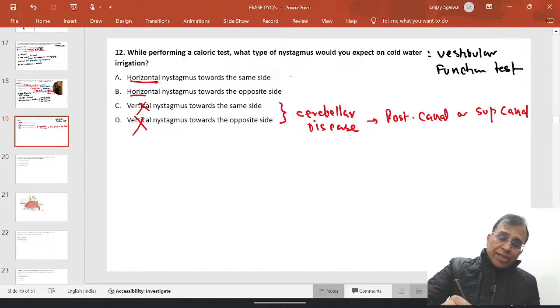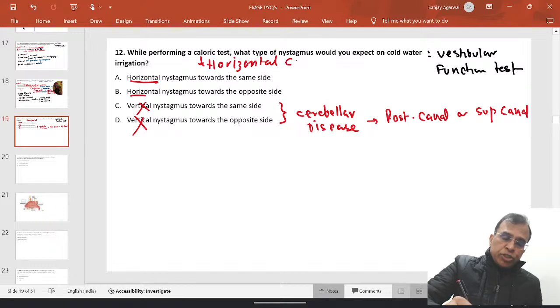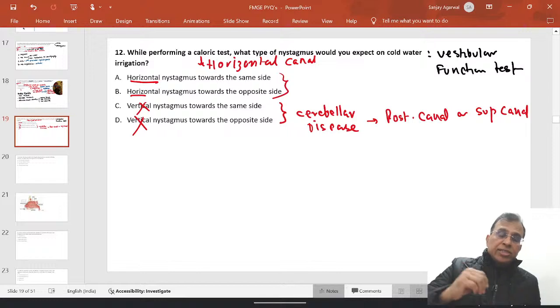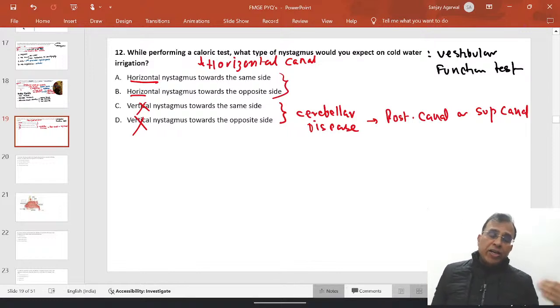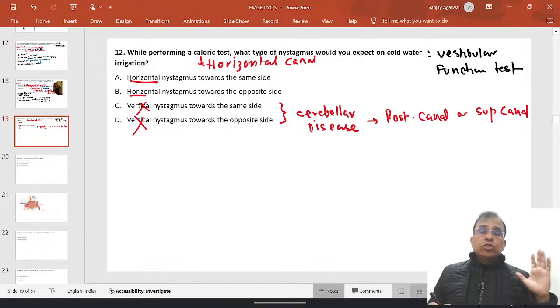The caloric test stimulates the horizontal canal. It cannot stimulate the vertical canal. It cannot stimulate the posterior canal. And the horizontal canal can only cause horizontal nystagmus. Horizontal canal, horizontal nystagmus. So caloric test can only cause horizontal nystagmus. So if you know this point, straight away C and D are ruled out. Caloric test cannot cause vertical nystagmus.